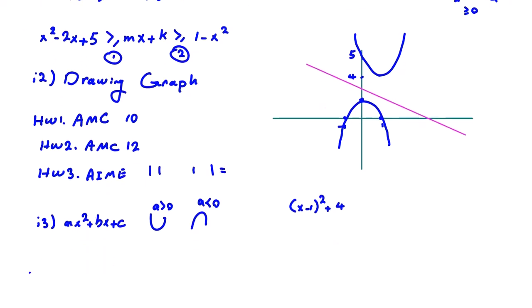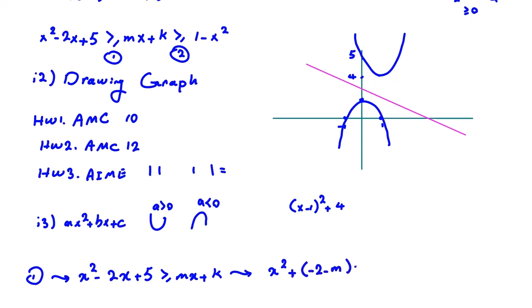If you consider the first inequality, x squared minus 2x plus 5 should be greater than or equal to mx plus k. For these types of problems, you should take everything to one side: x squared plus (negative 2 minus m) times x plus 5 minus k. For all x, it should be greater than or equal to 0.